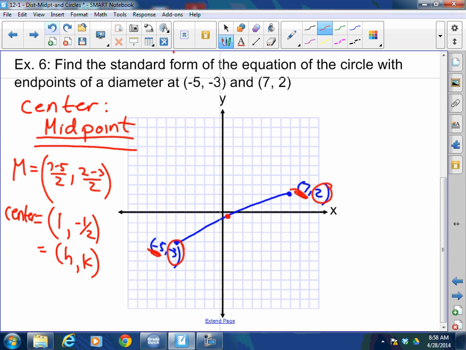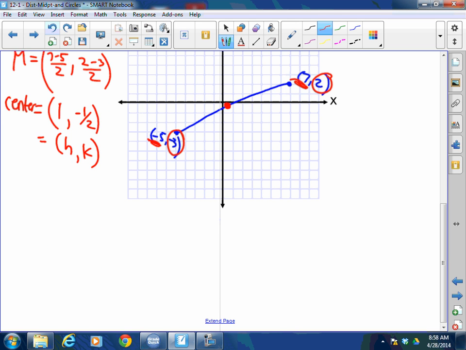Okay, so I have my h, k. Now, you have two choices for radius. You can find the distance from the center to either endpoint, or find the whole distance of the diameter divided by 2. What do you want to do? You want to do the whole distance divided by 2, so you want to do double work. Okay, that makes sense.